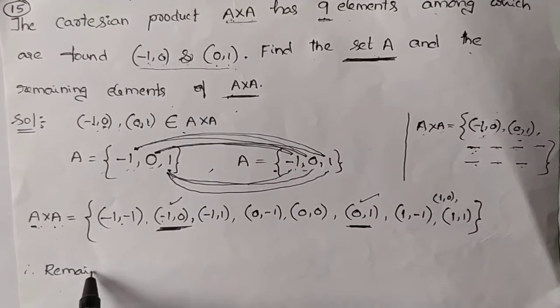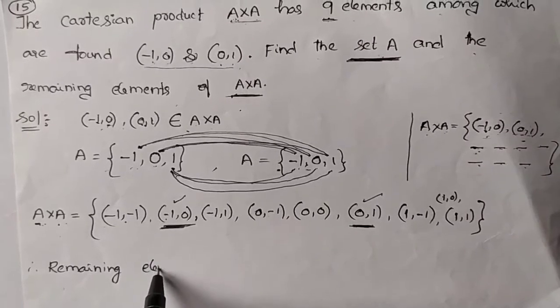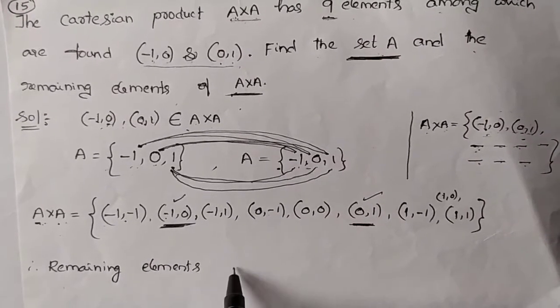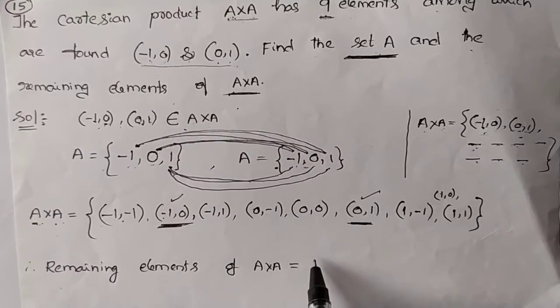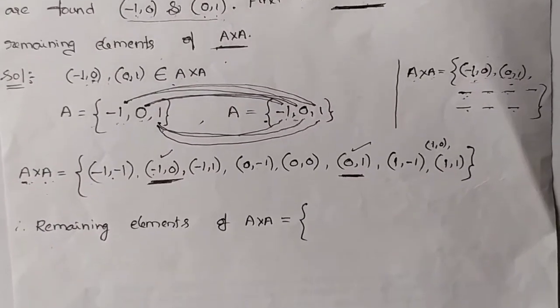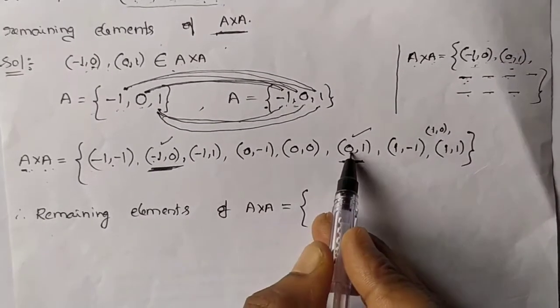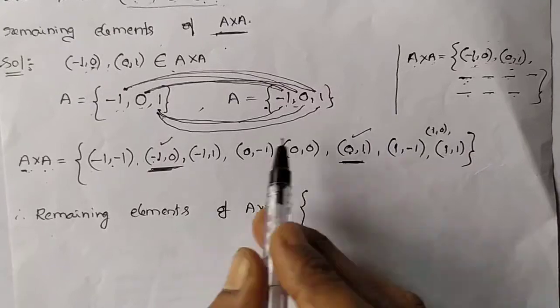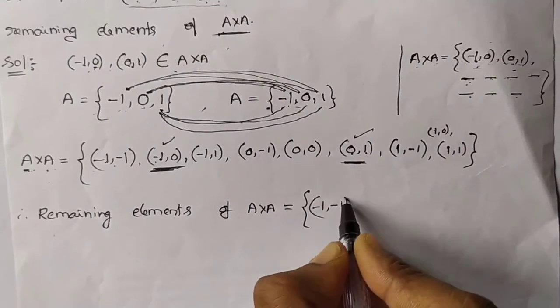Remaining elements of A cross A equals remaining elements of A cross A. I mean what? Remaining, I mean except minus 1 comma 0 and 0 comma 1, then the remaining elements are what? Minus 1 comma 1, minus 1 comma minus 1.